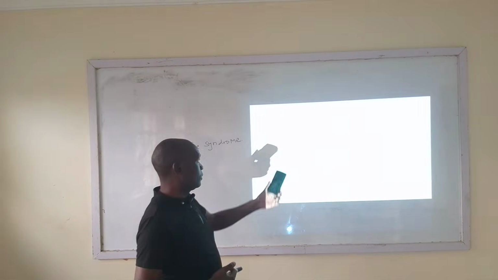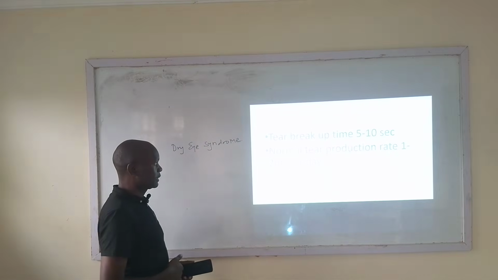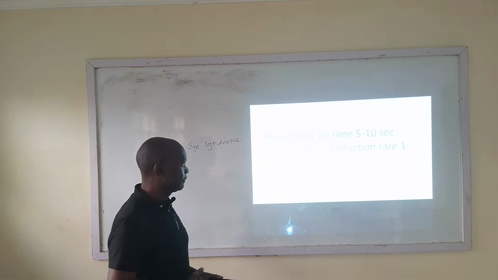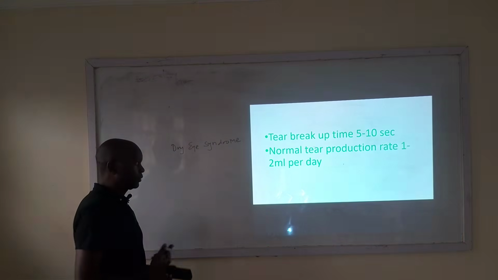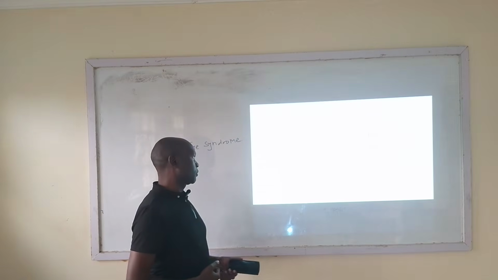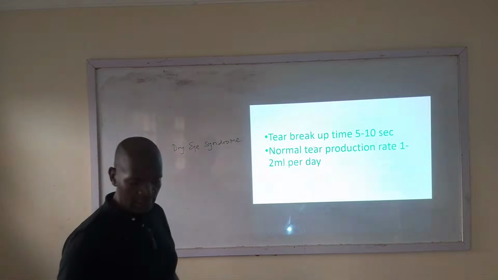So the normal breakup time for tears is 5 to 10 seconds. The normal tear production rate, the basal tears that is, is 1 to 2 mils per day. So that is the normal rate.